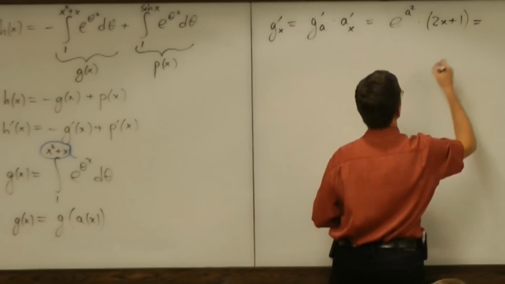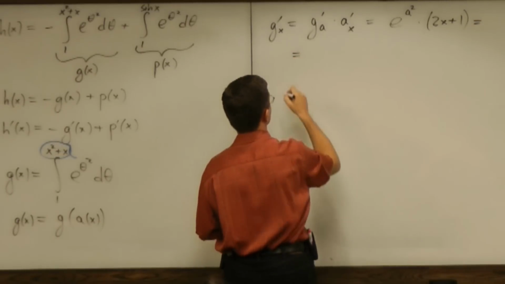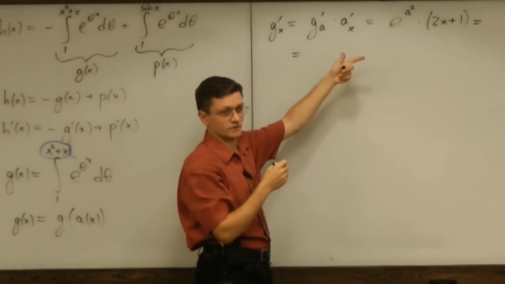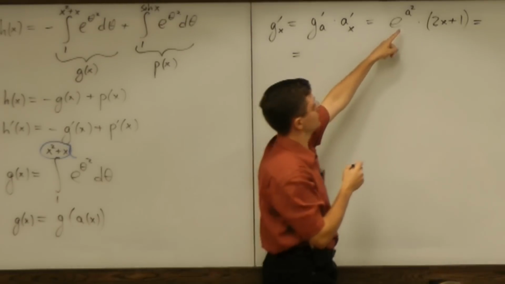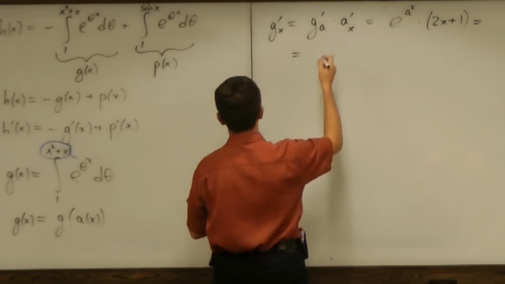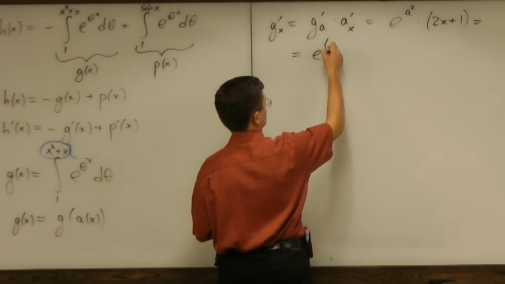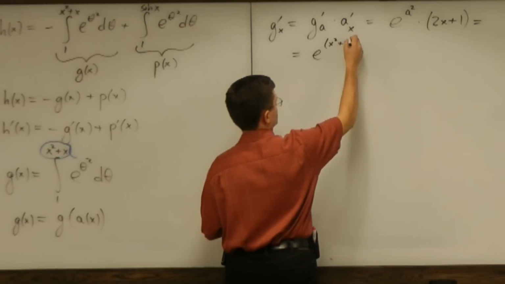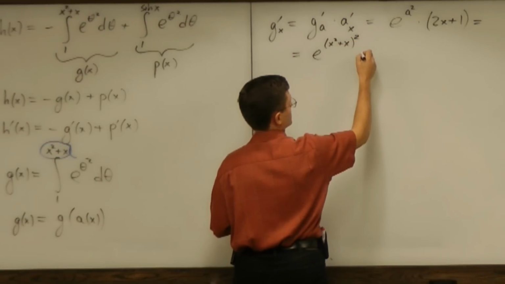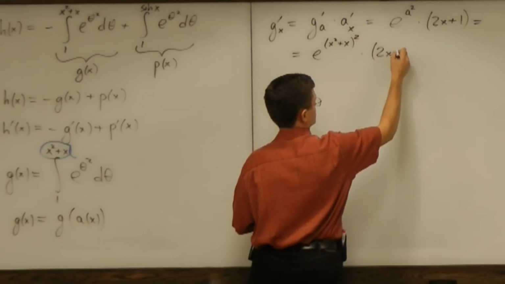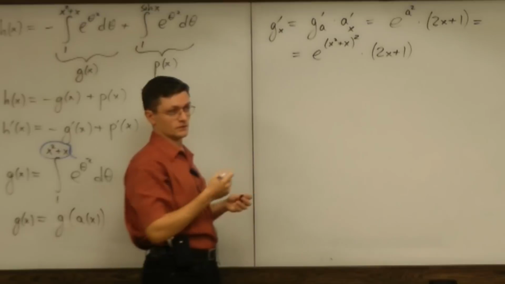And of course, what I want is the derivative as a function of x. I want to eliminate the a from the answer. I know what a is. It's x squared plus x, so e to the (x squared plus x) to the power 2, multiplied by 2x plus 1. That's the derivative of g.